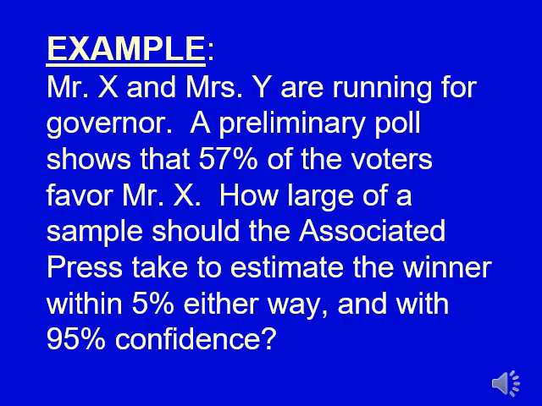Here's another problem that you can take a look at the numbers and see if you can work out the formula with. Mr. X and Mrs. Y are running for governor. A preliminary poll shows that 57% of the voters favor Mr. X. How large of a sample should the Associated Press take to estimate the winner within 5% either way and with 95% confidence? I'll give you a few minutes to make sure you got those numbers right and work things out.